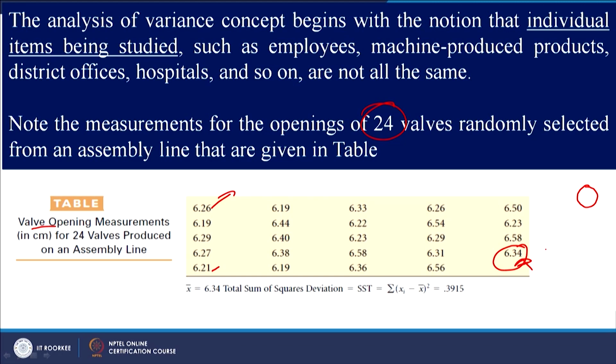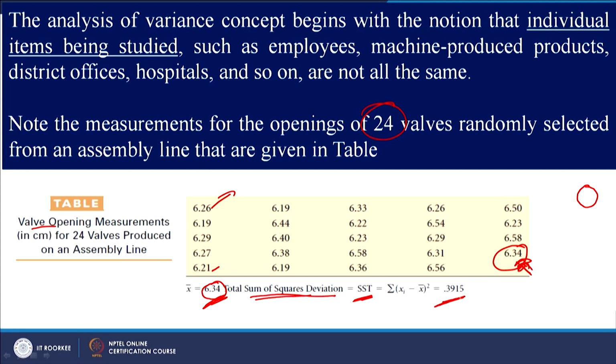When you take the mean of all these valves, it becomes 6.34. Now, if you look at that, there is only one valve whose diameter equals 6.34. It has happened just by chance. It is not necessary that you will have valves whose diameter is the mean of all the valves. It is not necessary.